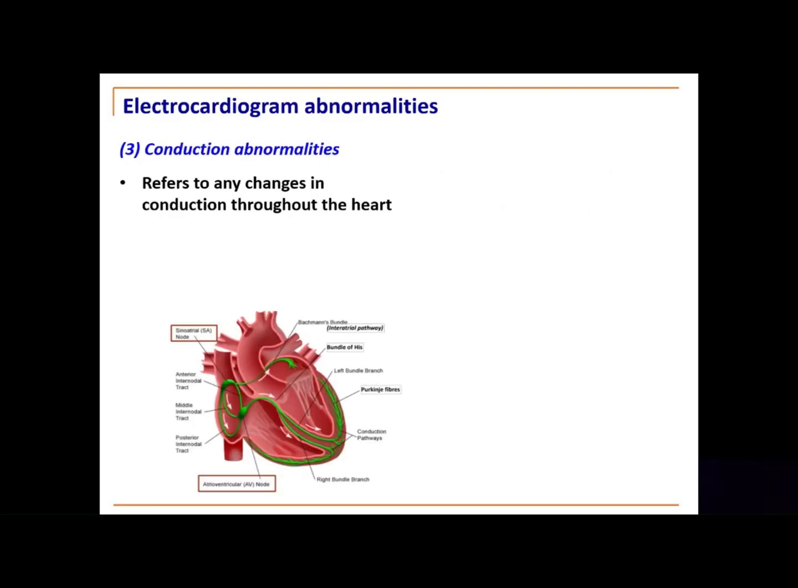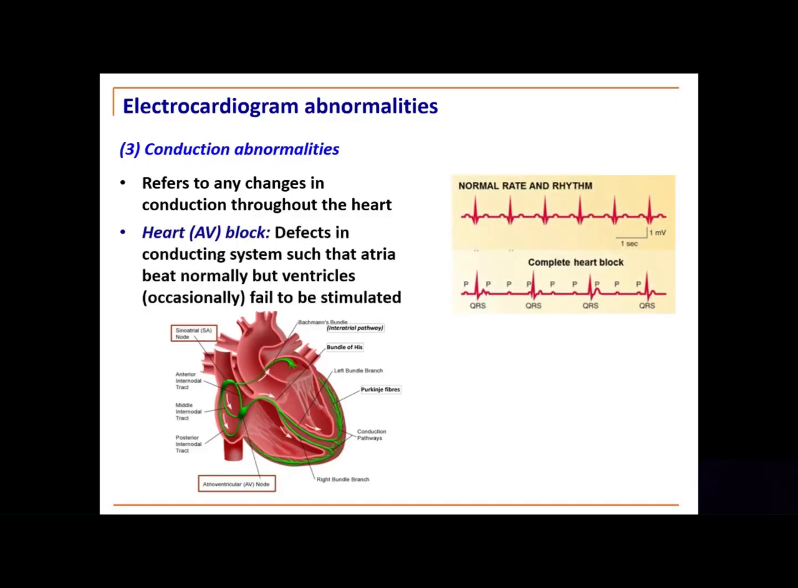So next we'll think about conduction abnormalities, and this really refers to any changes in conduction throughout the heart. Remembering what is happening in conduction, we're starting at the SA node, moving through the atria to the AV node where we get a pause, then through the bundle of His, the bundle branches, and the Purkinje fibers. That is your conduction pathway, and that's what's happening when we're looking at an ECG.